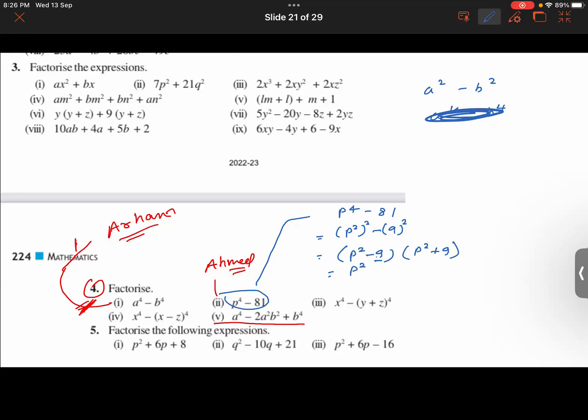You guys also pay attention to this question. 9 can be written like this: 3 square now. P square minus 3 square. Isn't it? Again, p square plus 3 square. Now, again, if you guys were to look here, can't we expand it further as well?